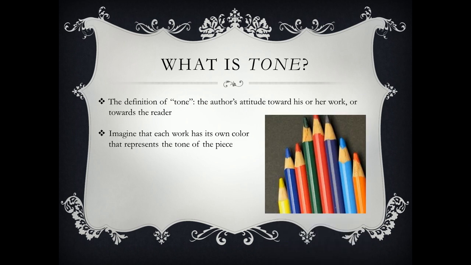Imagine that each work has its own color. So for example, maybe for anger it's red. That tone is very, very vibrant. It's going to be very powerful. And the color represents the tone of the piece.